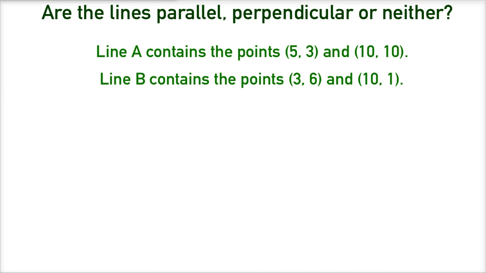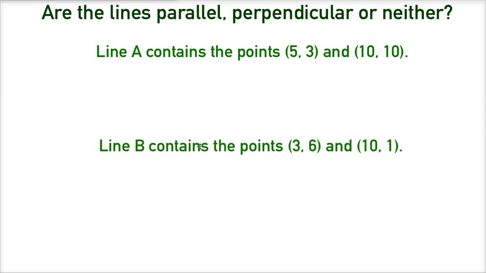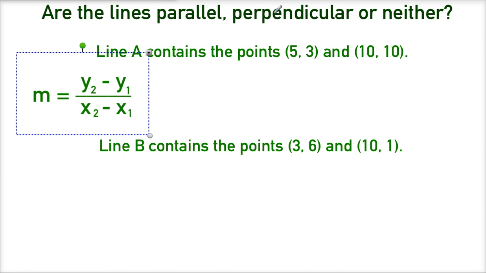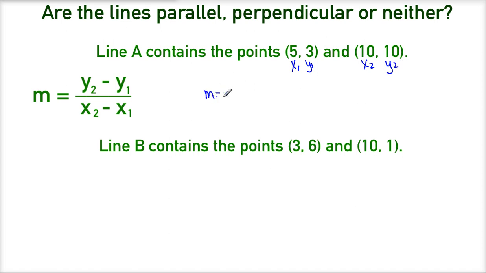Last example, let's look at line A first and the slope of line A. So label the points x1, y1, x2, y2. Plug them into the formula. So y2 minus y1 is 10 minus 3. x2 minus x1 is 10 minus 5. 10 minus 3 is 7. 10 minus 5 is 5. So the slope of this line is 7/5.